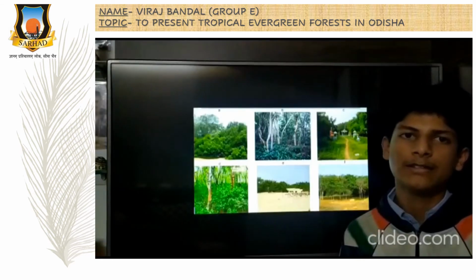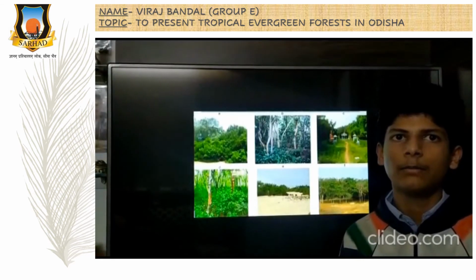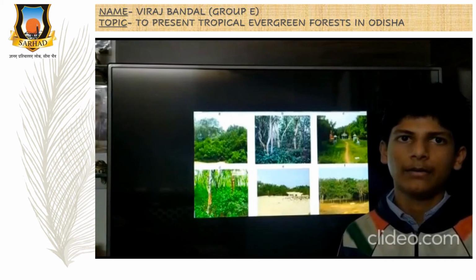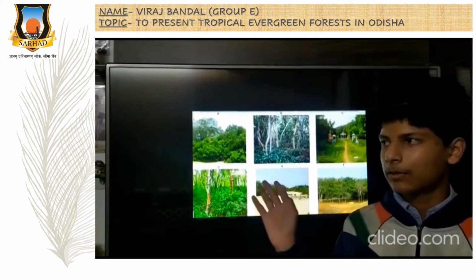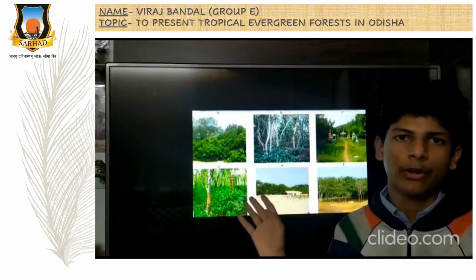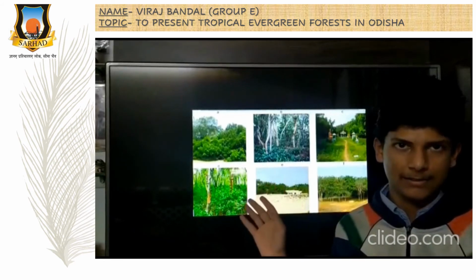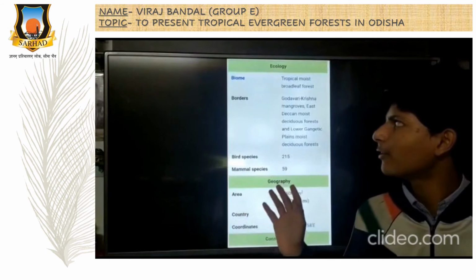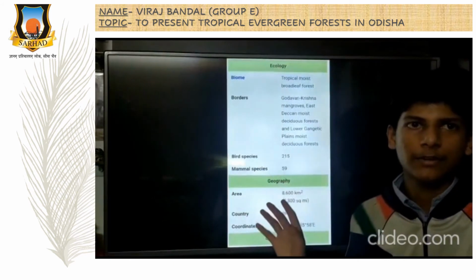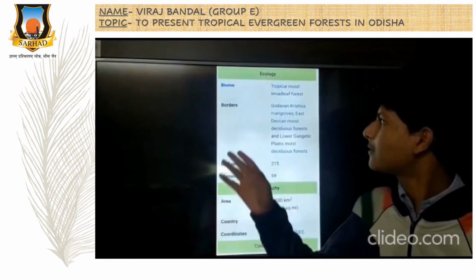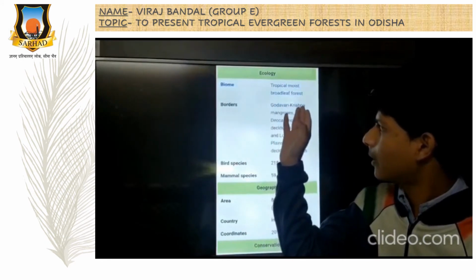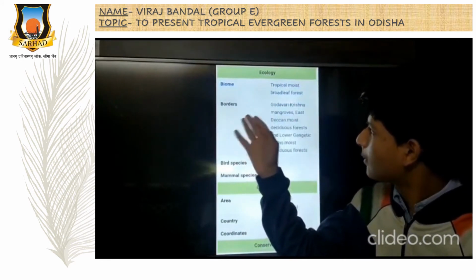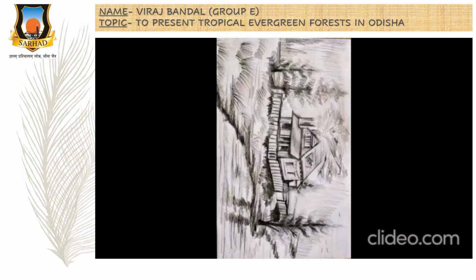Several areas like Bhubaneswar, Cuttack, Puri, Kendrapara and Badrak. So these are some images of the evergreen forest found in these places. So this is some basic information about the state of Odisha. First, the biome is tropical moist broadleaf forest, and then the borders: Godavari, Krishna, mango.